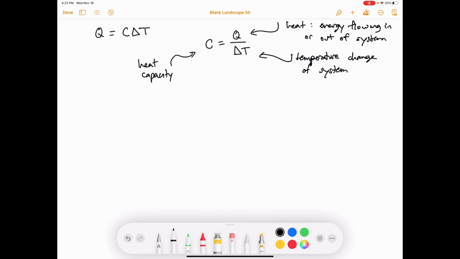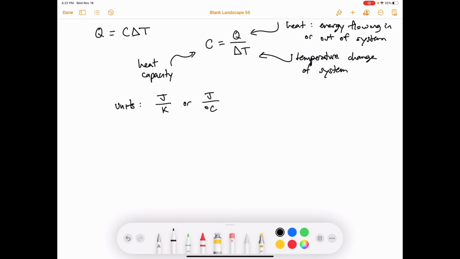So the heat capacity is just the ratio of the energy flowing into the system divided by the temperature change. So you can think of it as how much energy do I need to get the temperature to change by a given amount. So the units would be energy units on top, which are joules, and then temperature units on the bottom, which, well, they can be Kelvin or degrees Celsius.